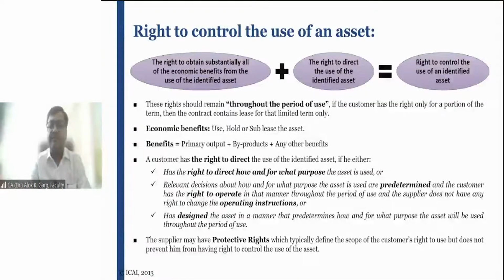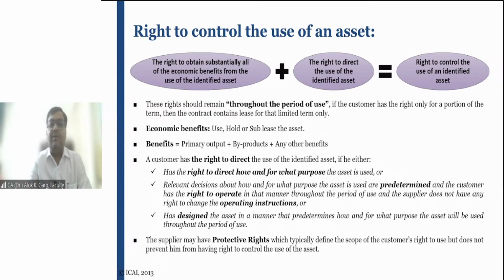Then we covered the right to control the use of an asset. If I am giving my car to you for using, it is a transfer of the right to use. But if I am giving all the instructions on how you will use that asset, for what purpose, and in what manner, then although the right to use has been transferred, the right to control the use is still lying with me, right? So there is a difference between the right to control the use and the right to use.